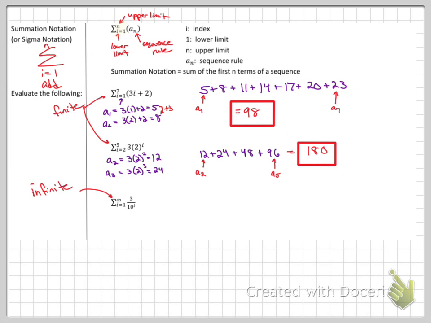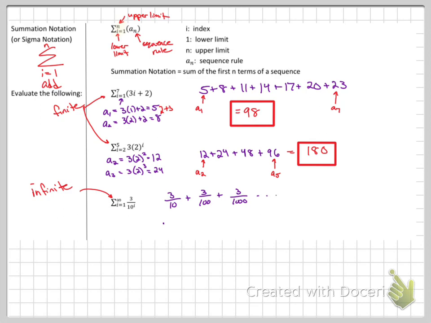Sometimes we can find an infinite sum. So it's saying from 1 to infinity. So if I plug in 1, I'm going to have 3 over 10, plus, if I plug in 2, I'm going to have 3 over 100, right? 10 to the power tells you how many zeros you're going to have. 3 over 1,000, etc., because it does go on forever.